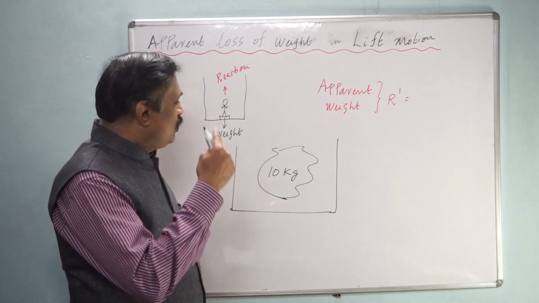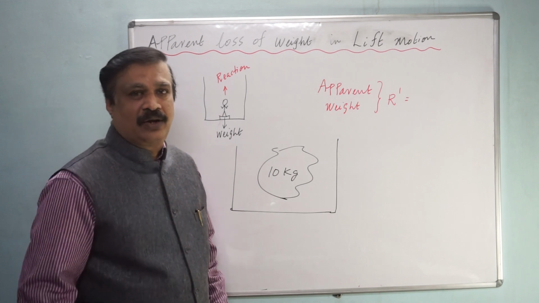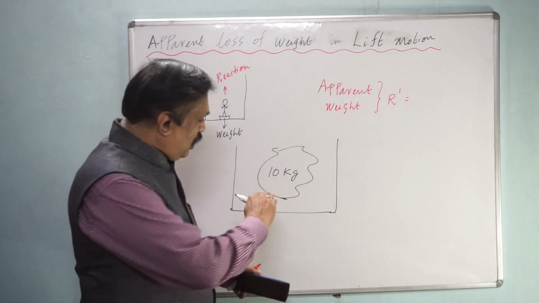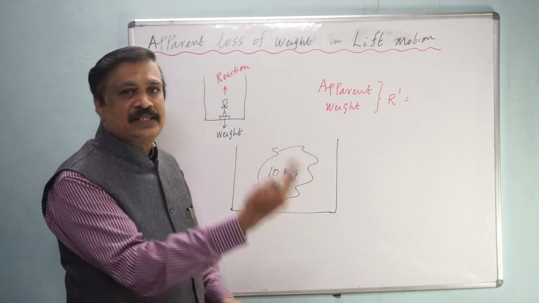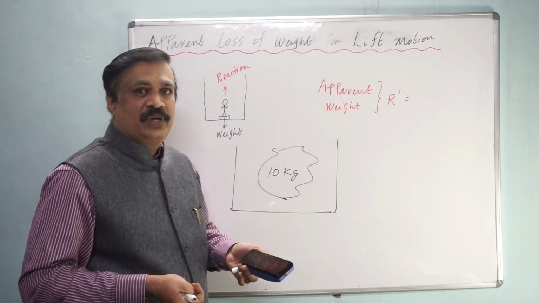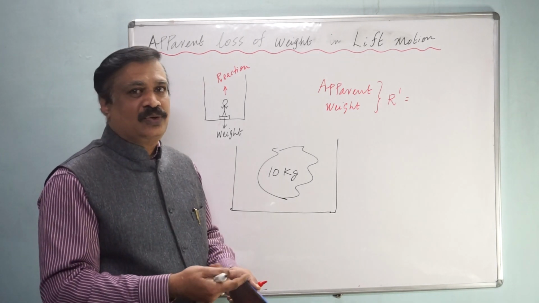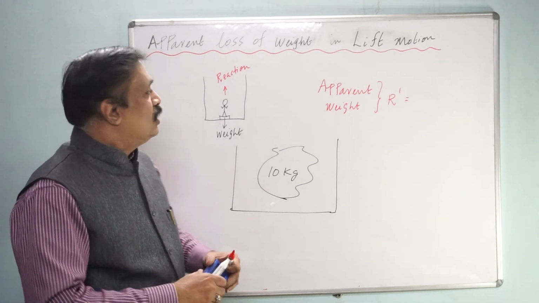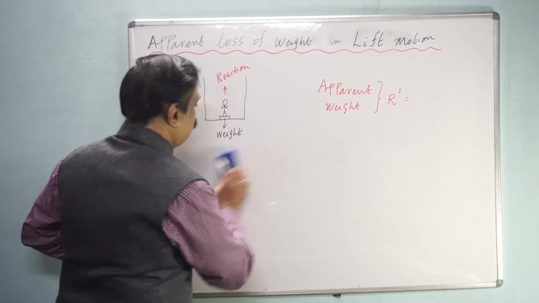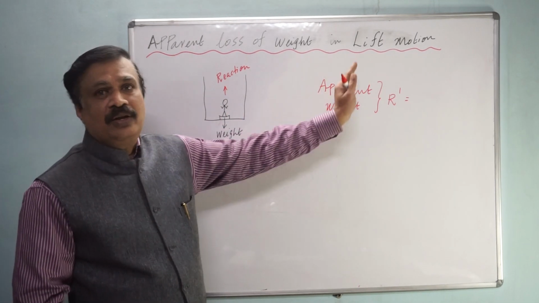Now we are not going for just the meaning. I am saying this to understand what is meant by apparent loss. Actually the stone is not dissolved. Outside the water also 10 kg, inside the water also 10 kg. But inside the water you feel it is weightless. That is what we are calling apparent, seems to be. Now here what we are going to see is the apparent loss of weight in lift motion.